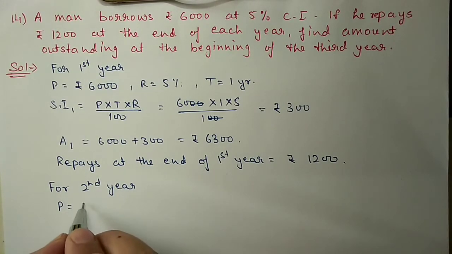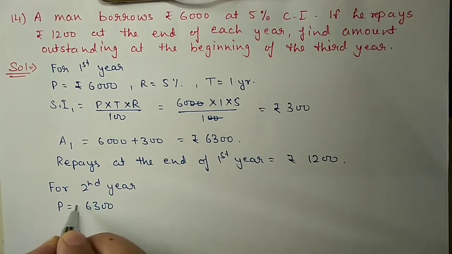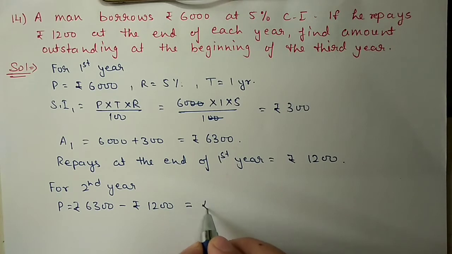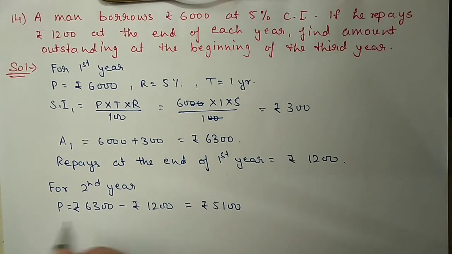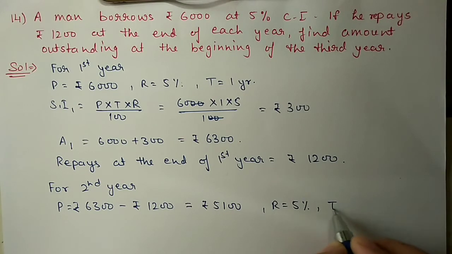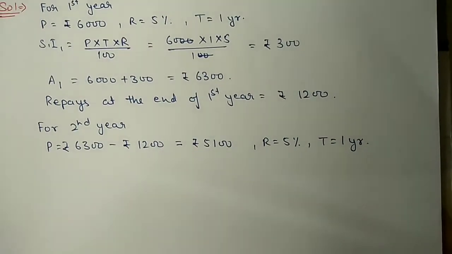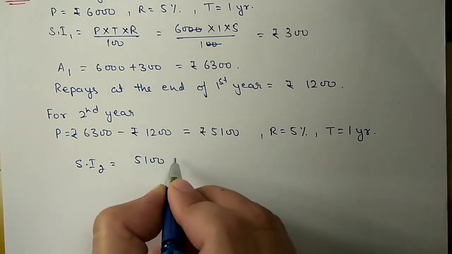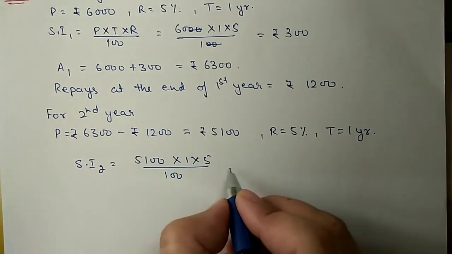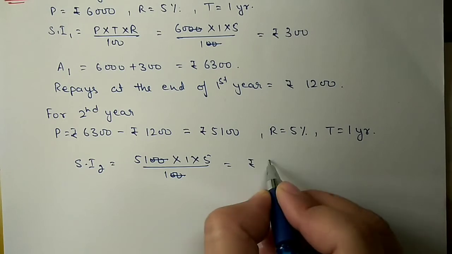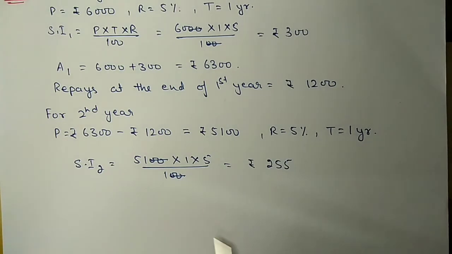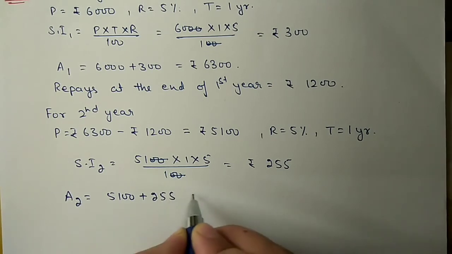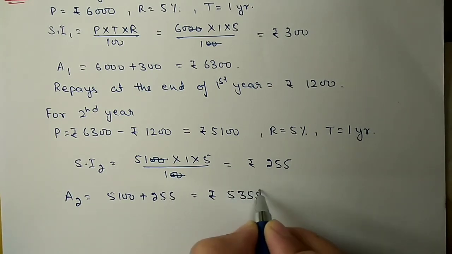Now for the second year, principal will be, the amount by the end of the first year was 6,300 but he repays 1,200 rupees. So the difference between these, 5,100 rupees, is the principal for the second year, and rate of interest is the same 5%, time is 1 year. Now simple interest for the second year will be 5,100 into 1 into 5 divided by 100. 2 zeros we can cancel out and we'll get 255 rupees as interest for the second year. So the amount by the end of the second year will be 5,100 plus 255 equal to 5,355 rupees.